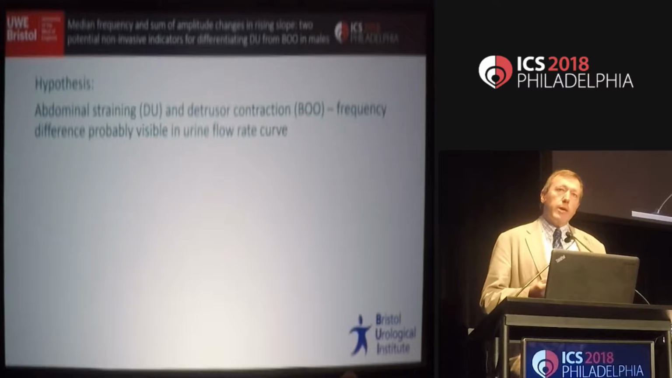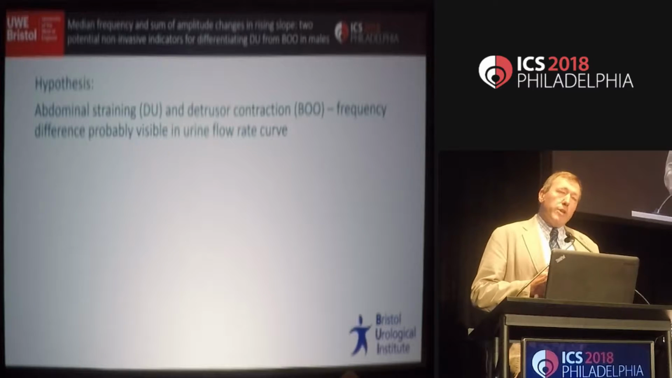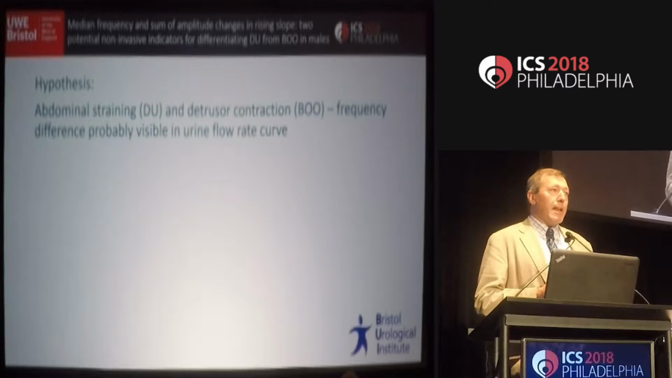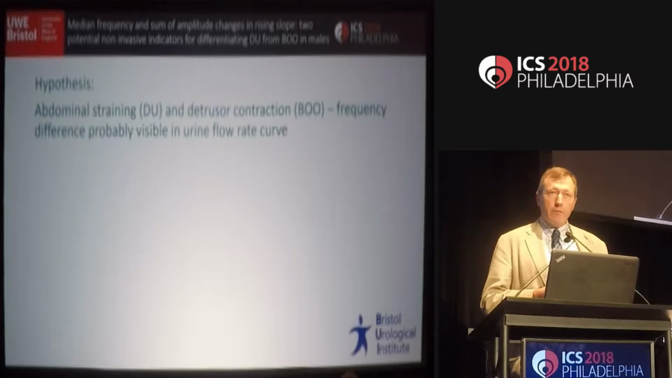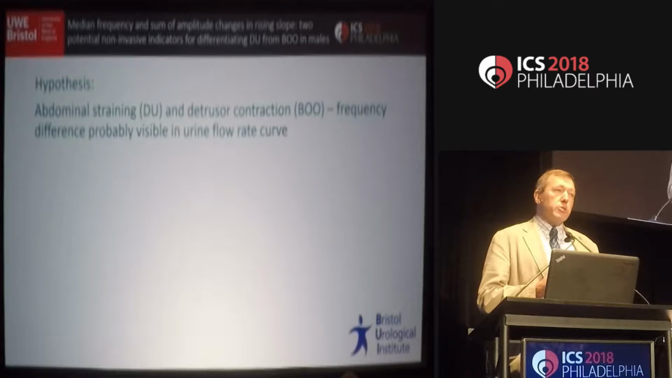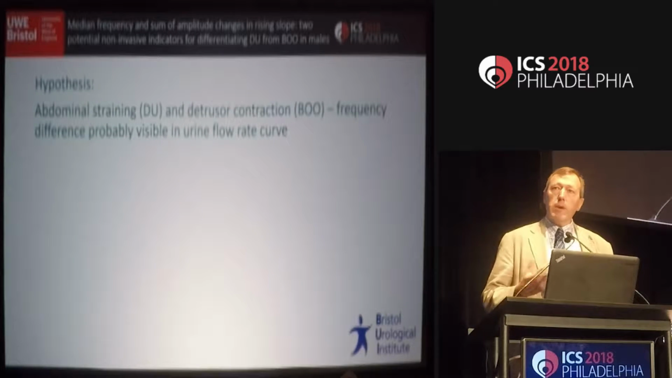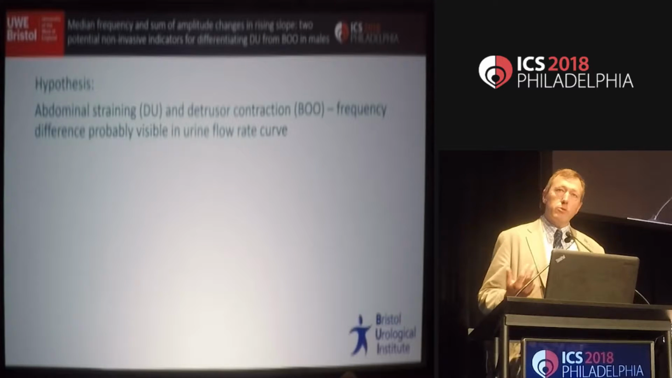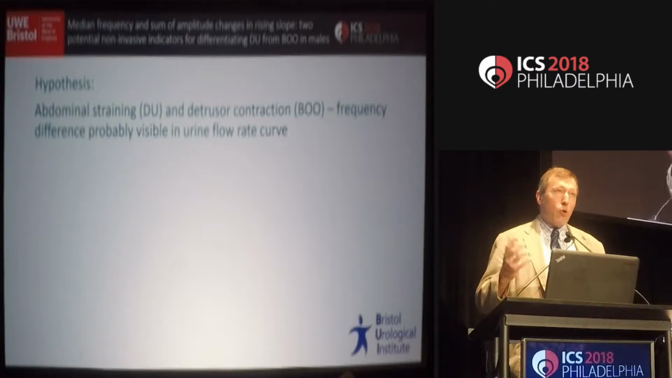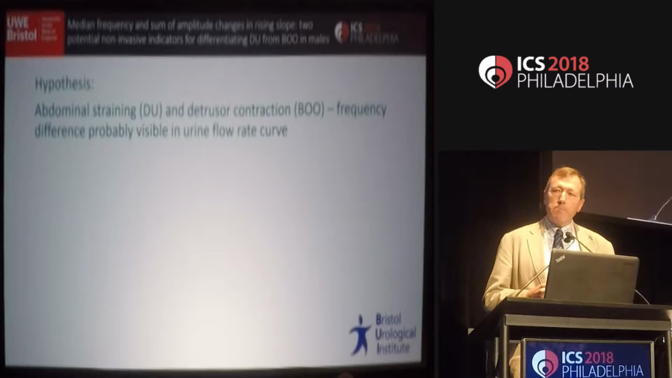The hypothesis being that we know that underactive patients complain more of straining in order to void. And that's using skeletal muscle that has a very much quicker action than the bladder muscle, which tends to be used more solely for the obstructed patients.